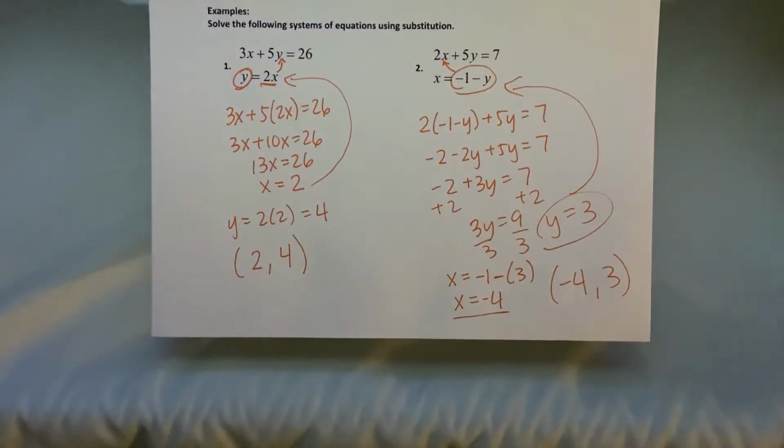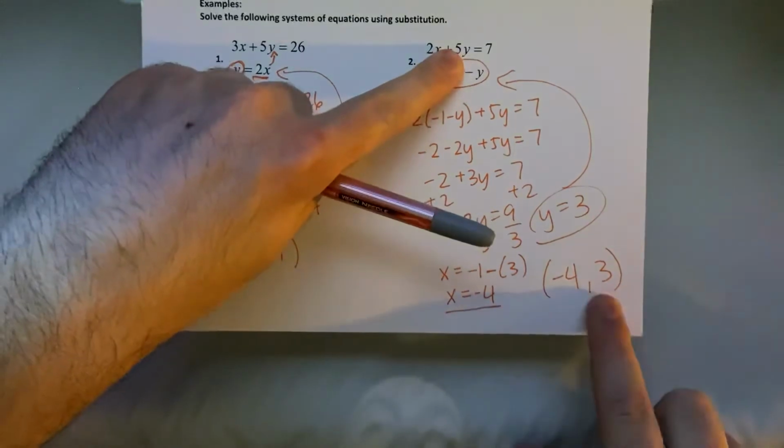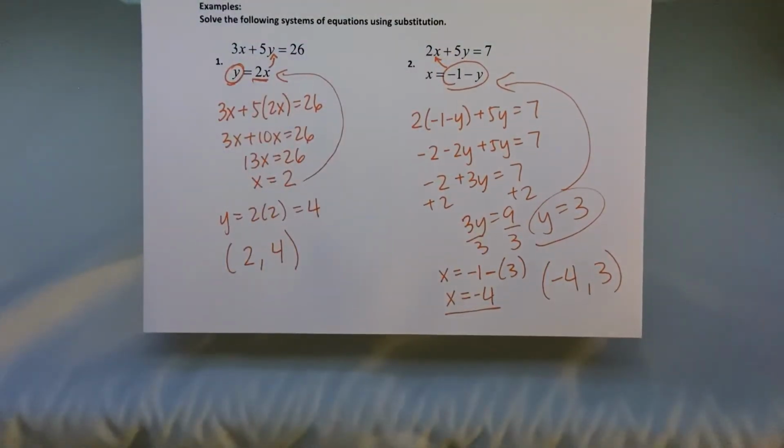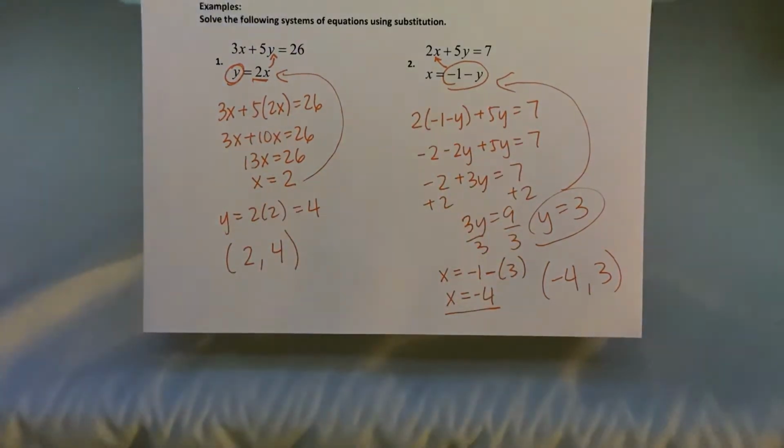You can check to make sure. 2 times negative 4 is negative 8. 5 times 3 is 15. Is negative 8 plus 15, 7? Yes, we already substituted it into the second equation, so it should work there. So they can get more complicated.